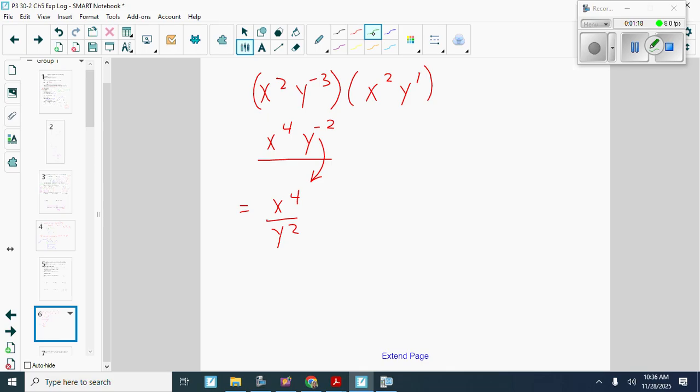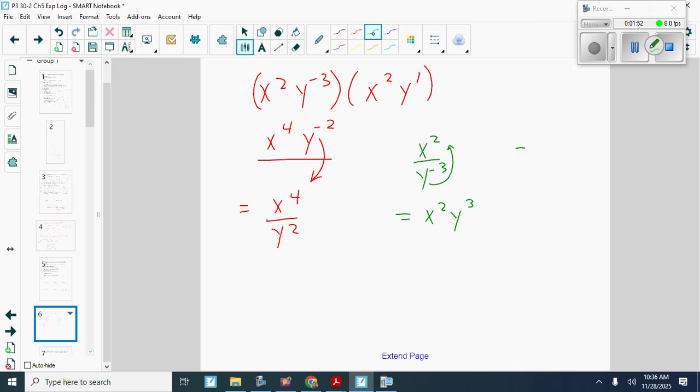If we were to have, for example, if they asked us to simplify and we had x squared with a y, say the negative exponent was on the bottom. We still have to write this with a positive exponent, so just the y would flip up to the top. So it would be x squared y cubed. So remember, only flip the one where the exponent is attached to.